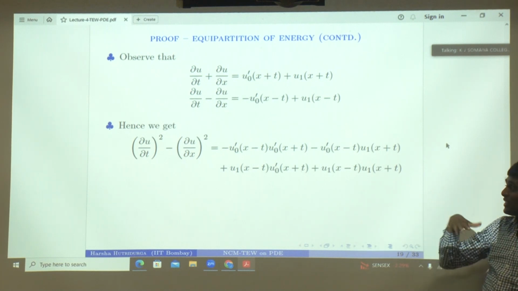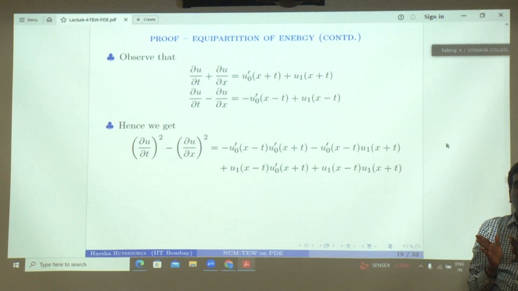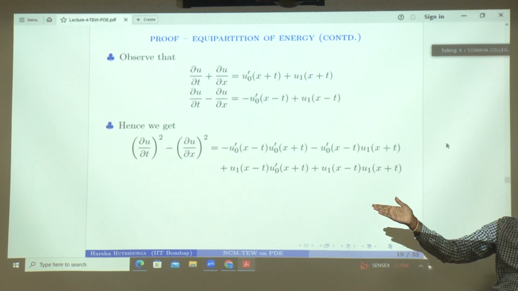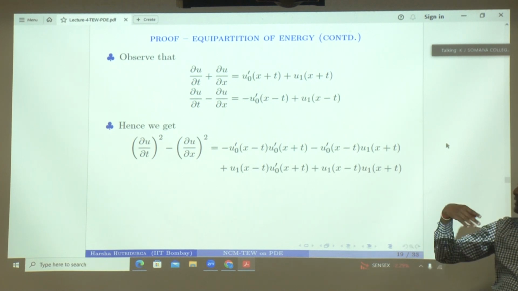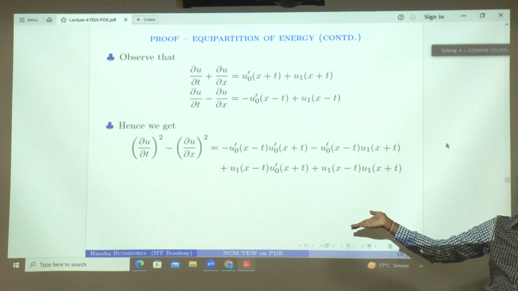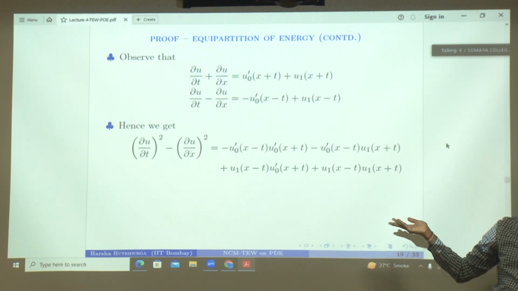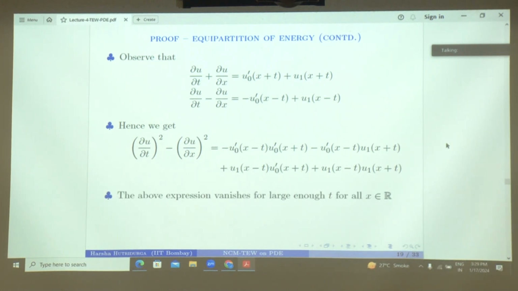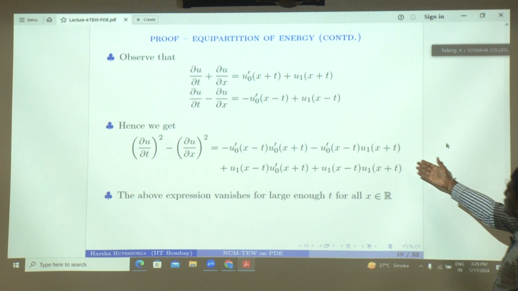Because you have assumed that u0 and u1 are compactly supported. So if I stand at a point x and I take t large enough, eventually either x plus t or x minus t will go out of that compact set, and so that function will be 0. That's the whole point here. So it vanishes for large enough t.